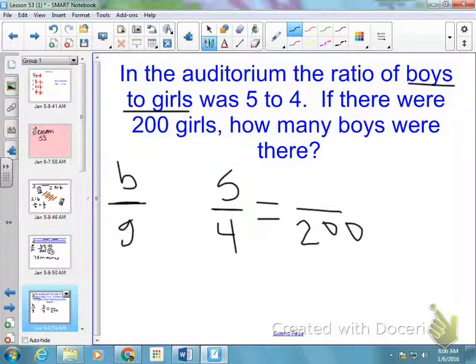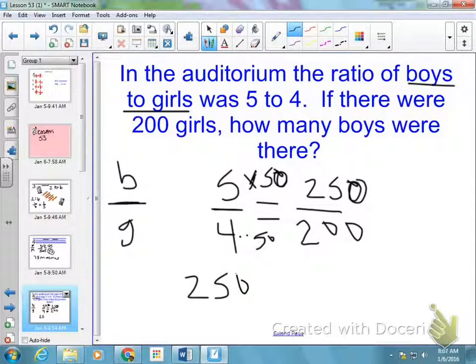Okay, well, I'm going to go ahead and do it this way since I know I can. I can say, what can I do to 4 to get 200? Well, I know I can multiply 4 by 50. And I remember what I do to the bottom I do to the top. So if I multiply the bottom by 50, I'm going to multiply the top by 50. That's a 0, you can't really see it. Leaving me with 250. So how many boys were there? There were 250 boys.